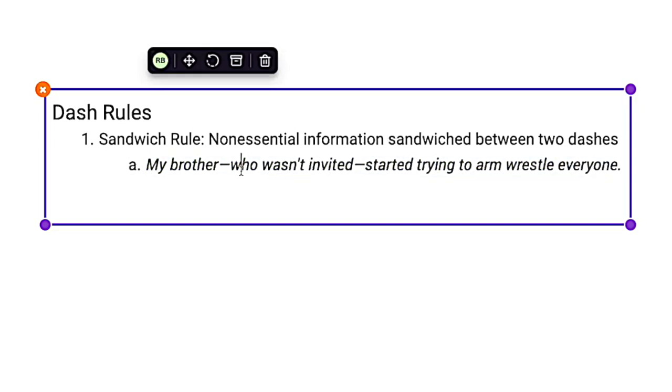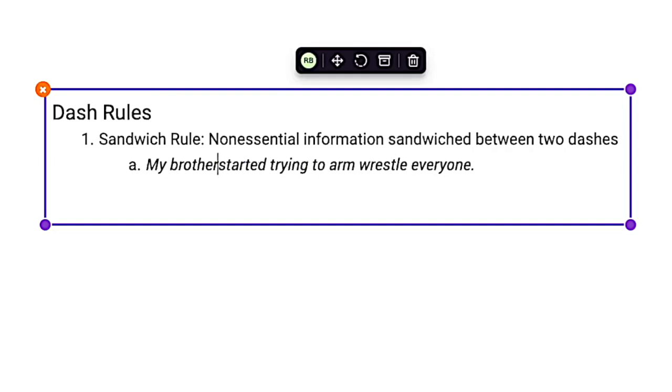And just to clarify, why do we know this is non-essential? Because if we remove it from the sentence, it still makes sense. That's why I started with the sentence before adding the non-essential information.